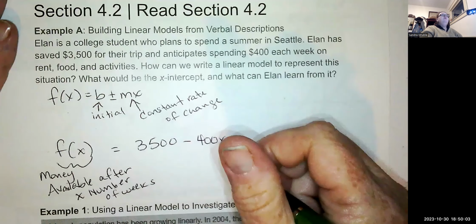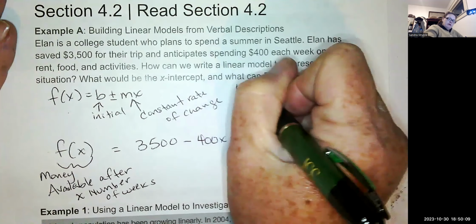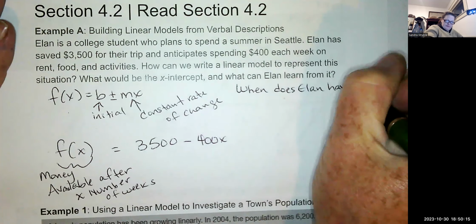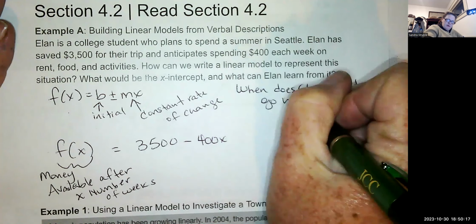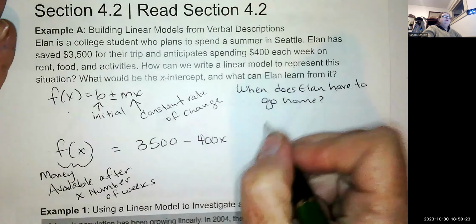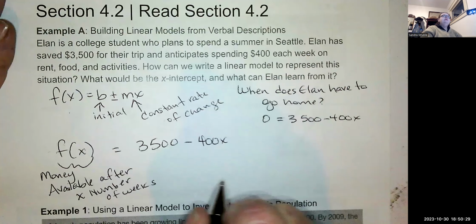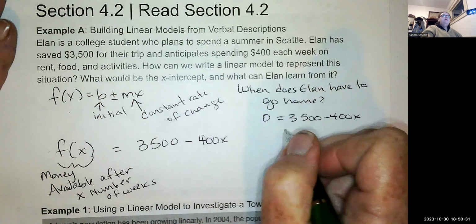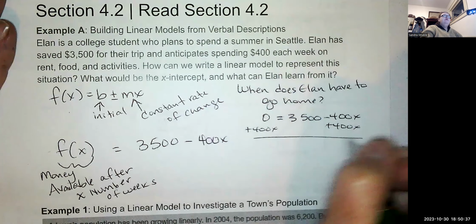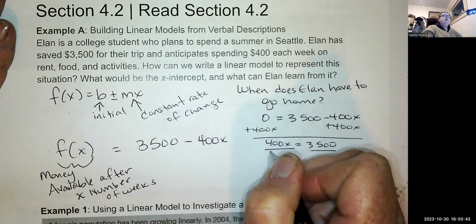So instead of saying what would be the x-intercept, my question for you would be, when does Elin have to go home? Okay. And that's when Elin runs out of money. So 0 would equal 3,500 minus 400x. And x will give us the number of weeks that Elin can stay there. So we're going to add 400x to both sides. We get 400x is equal to 3,500. Divide both sides by 400.